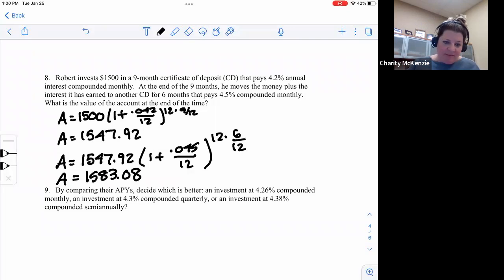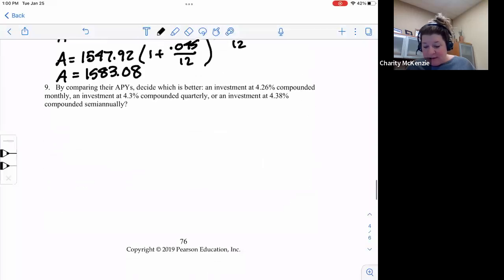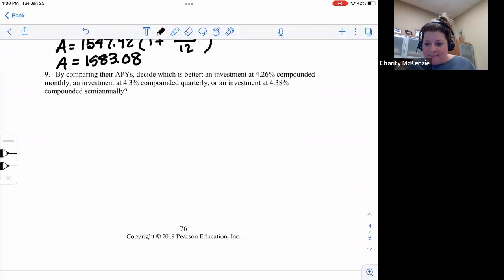So the example button might be a little weird if you look at the example for one like that. Oh, I almost forgot number 9. Okay. All right. By comparing the APY, the annual percentage yield, decide which is a better investment: 4.26 compounded monthly, an investment at 4.3 compounded quarterly, and the last one 4.38 compounded semi-annually.